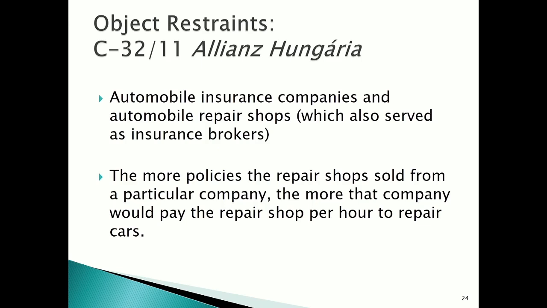The agreement was the more of our insurance you sold, the higher your hourly rate we would pay. We would pay a higher hourly rate for repairs. So for instance, if you sold insurance at a lowish level, you'd receive a low hourly rate for automobile repairs. If the amount of insurance you sold was higher, you'd receive a higher rate. You see the problem with that? What's the problem with that?